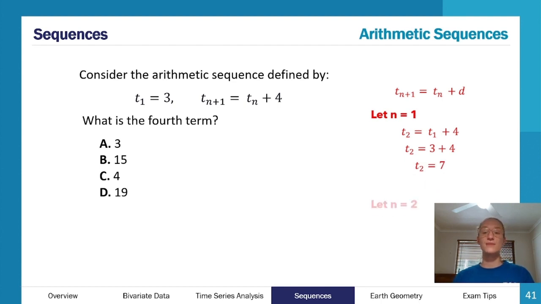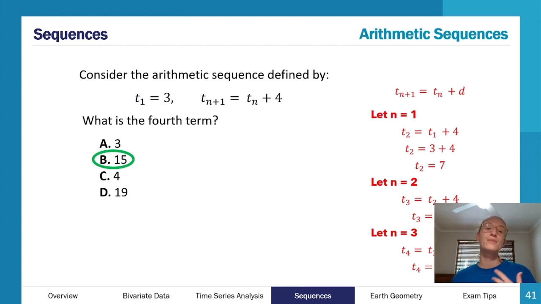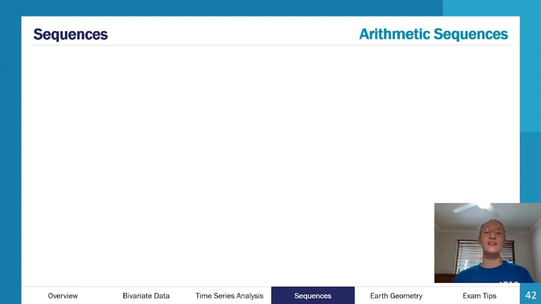But that's only our second term. So if we let n equal 2, we know that our third term is going to be equal to our previous term plus 4, which gets us to 11. And to find our fourth term, we take our third term, add another 4, and it gives us 15. So again, this is the formula to make it official, but all we're doing is adding 4 each time. We're taking the current number and adding 4 to find the next number.